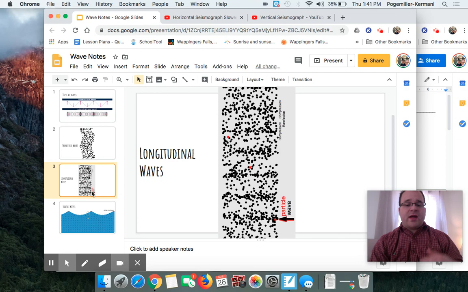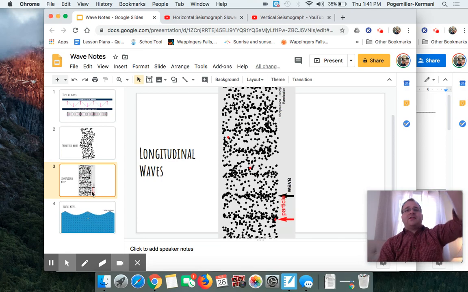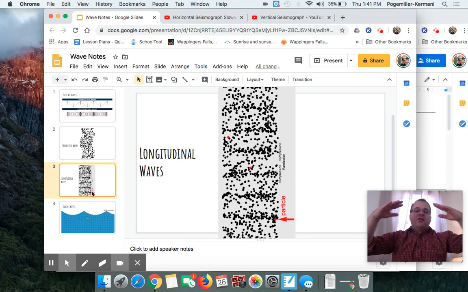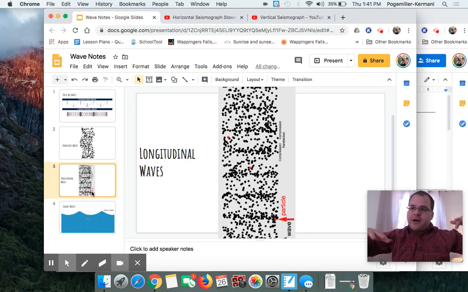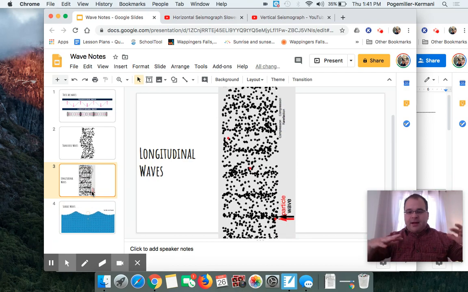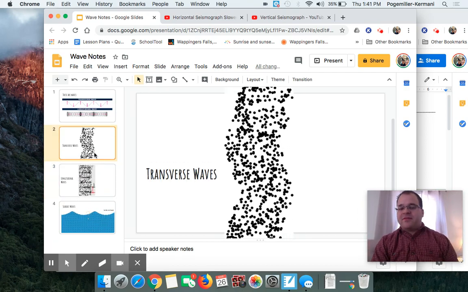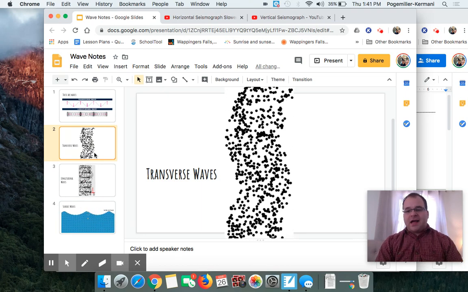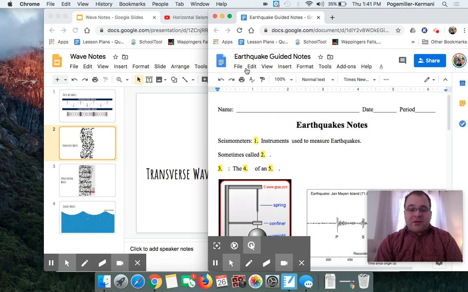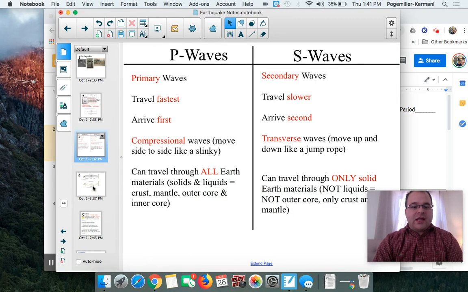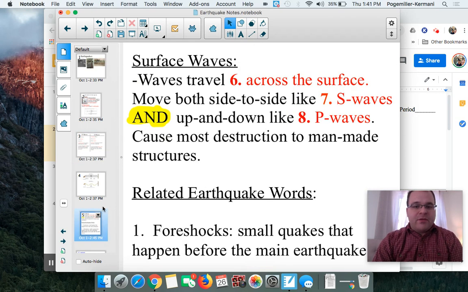And this has effects when it comes to Earth's surface. So if primary waves are going like a slinky to the surface, when they reach the surface, they're going to cause Earth's surface to bounce up and down. And then when secondary waves arrive second, they're going to go side to side and shake things side to side. But then after that, you have something even more intense that comes along. It's called a surface wave. So surface waves, they travel last.